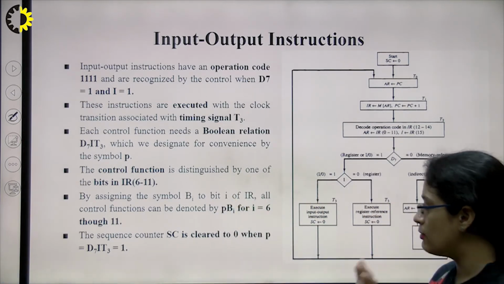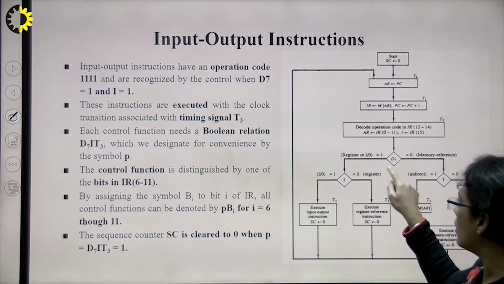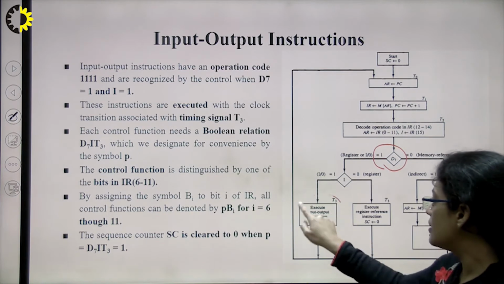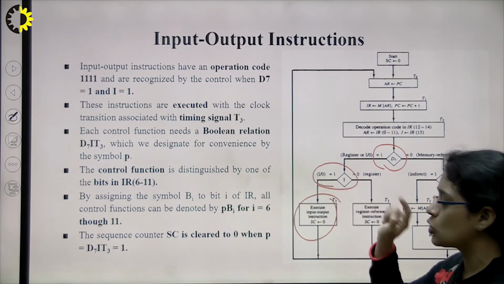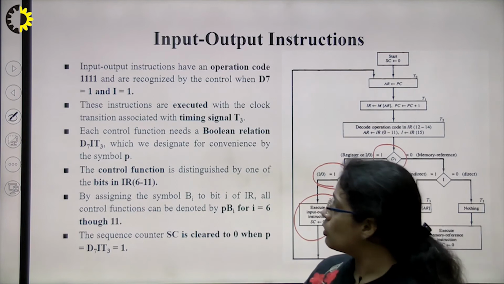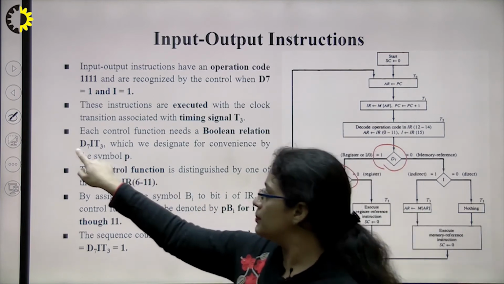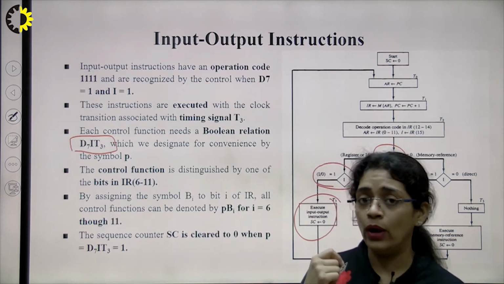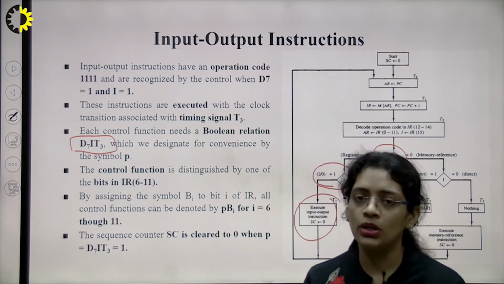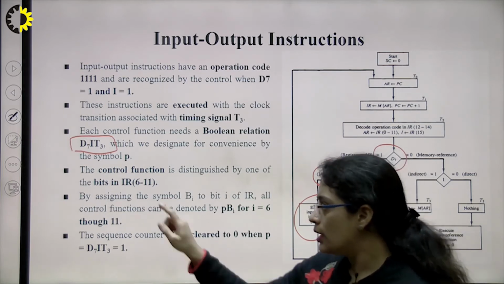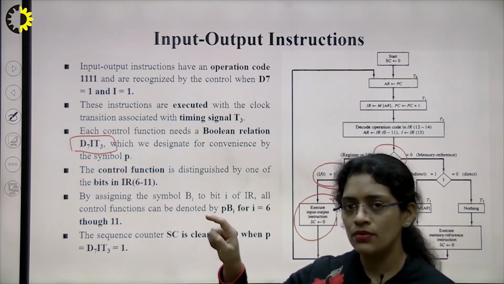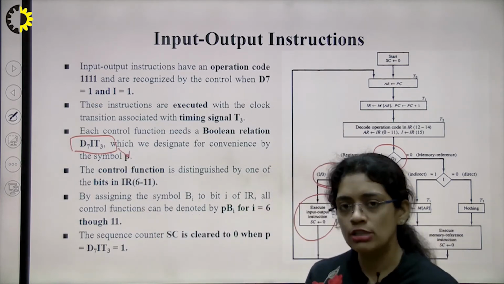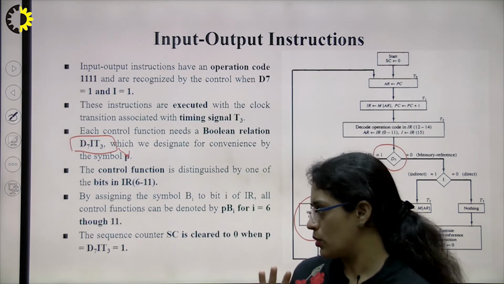Now again, let's see the flow chart here. For input output, D7 should be 1, and the I bit should also be 1. So the condition for input output is D7, I and T3. D7 is 1, I is 1, and at time T3 you are going to execute the input output instruction. For convenience, as in register reference we renamed it as R, here we rename it as P. So this P is the condition for input output.